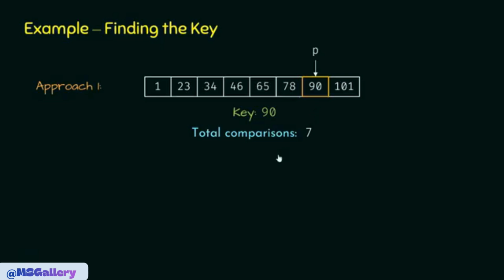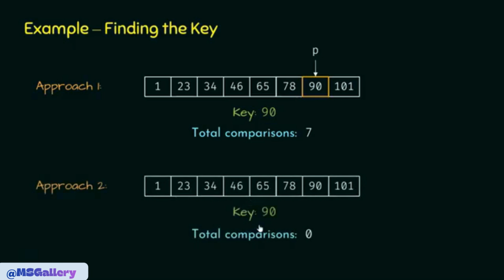Now let's look at approach number 2. In approach number 2, we will start from the middle of the list. How do we find the middle of the list? By dividing the length of the list by 2. What is the length of this list? The length of this list is 8. 8 divided by 2 is 4. So our pointer P should point to the fourth item. This is the middle of the list.